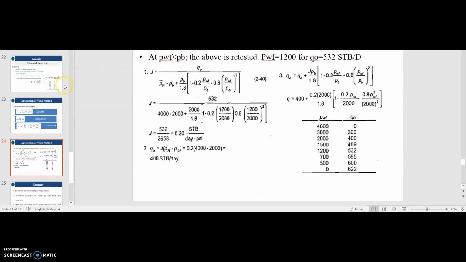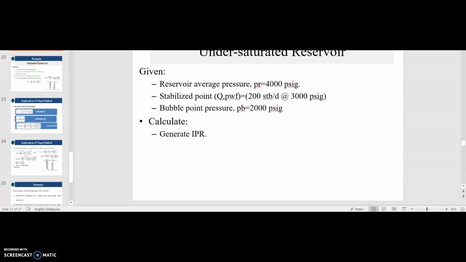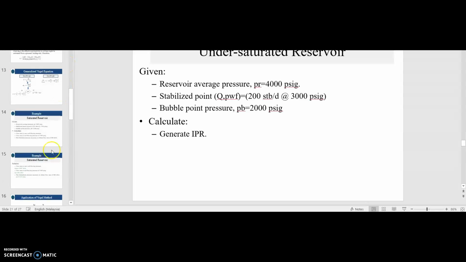Okay, here is a quick review of the Vogel equation. We have already gone through this example, which is a fully saturated reservoir, because this test point or stabilized point is below bubble point. Here we have a test point of 200 stock tank barrel per day at PWF of 3000. Sorry, here this is partially saturated. Okay, we'll go back to the fully saturated one.